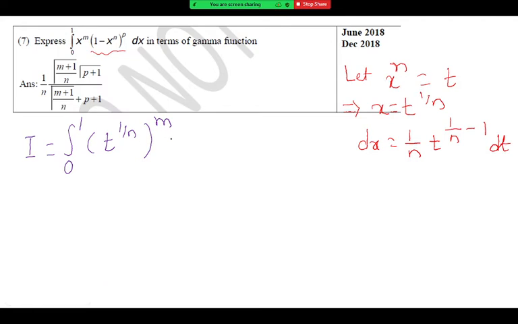So this is the value of x we replace. Here is 1 minus t raised to p, and the value of dx is 1 by n t raised to 1 by n minus 1 dt. Okay. Now 1 by n is a constant, it can be taken outside the integral sign. Now I want a simplified power of t. Anyone? What should be the power of t?